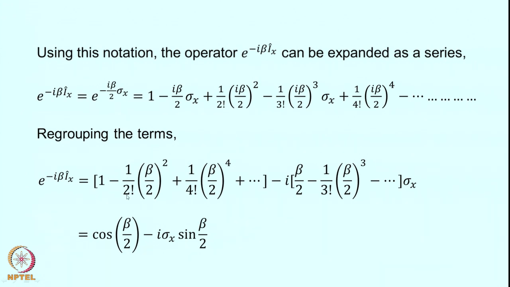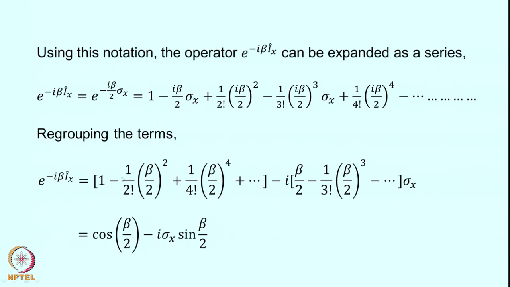1 minus 1 by 2 factorial (beta by 2) to the power 2. Notice the unit matrix is present here, and 1 by 4 factorial (beta by 2) to the power 4, again unit matrix is present here, and likewise, and this bracket closes here. The other terms are minus i, beta by 2 minus 1 by 3 factorial (beta by 2) to the power 3, and all of these then have multiplication with sigma x.